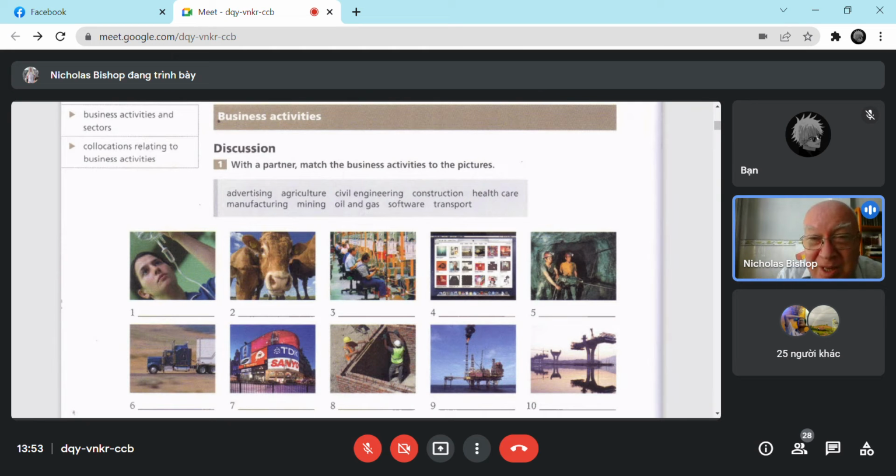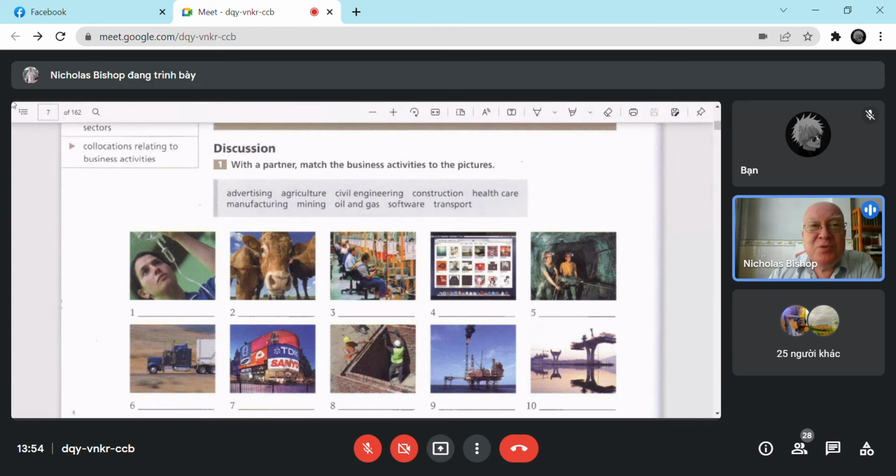In the box here, it's got advertising, agriculture, civil engineering, construction, healthcare, manufacturing, mining, oil and gas, software, transport, okay? I want you to match those 10 phrases to the 10 pictures. 1, 2, 3, 4, 5, 6, 7, 8, 9, 10. So see if you can do that.